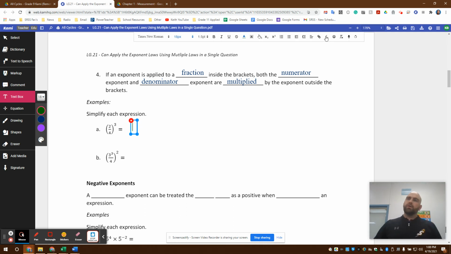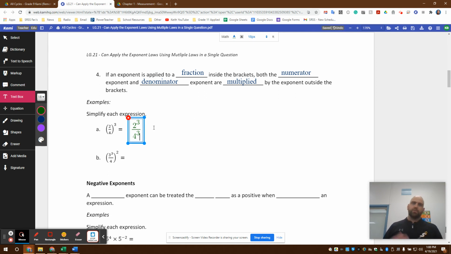We can write this out. We're going to apply the 3 to both the 2 and the 4. So this can be written as 2 to the power 3 over 4 to the power 3. Now again, if we ask you to evaluate it, we can actually evaluate it. 2 to the power 3 is 8, 4 to the power 3 is 64. 8 over 64 would be 1/8. But that would be a way of applying the exponent into the fraction.